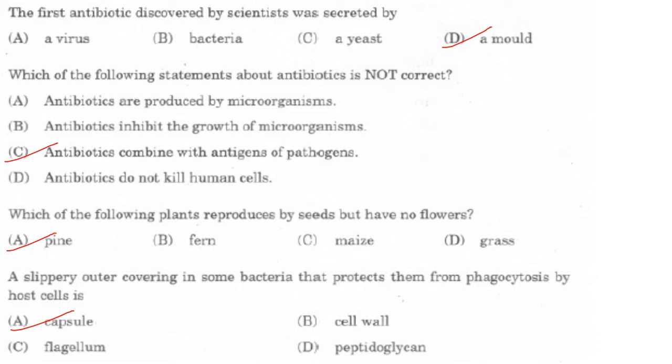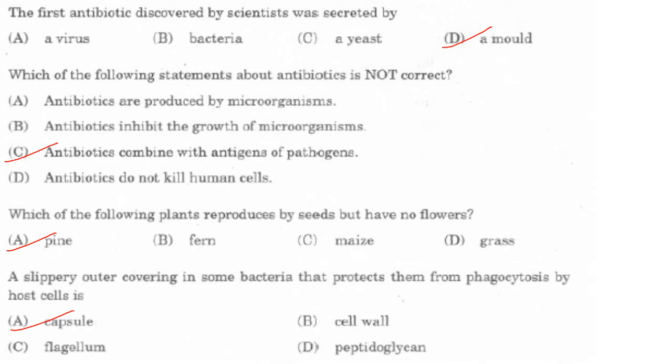Now, which of the following statements about antibiotics is not correct? Antibiotics combine with antigen of pathogens. That is not correct, they don't combine with any antigen of pathogens. Antibiotics are produced by microorganisms. That is correct. Antibiotics inhibit the growth of microorganisms. Yes, that is also correct. They can be either bacteriostatic or bactericidal in action. Antibiotics do not kill human cells. There are certain antibiotics that can kill human cells also. So answer is option C.